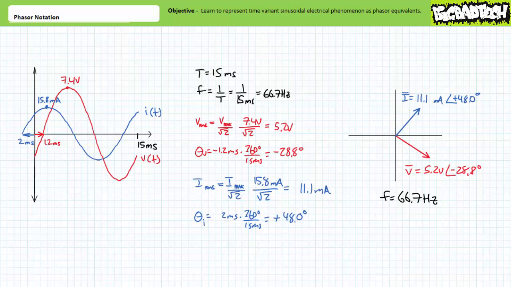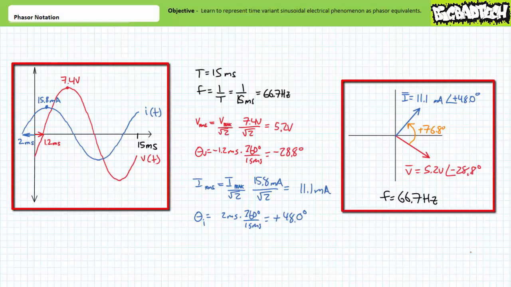Given current appears to lead our previously agreed upon reference by 2 milliseconds within a 15 millisecond period, this corresponds to a phase shift of positive 48 degrees. The phasor equivalent of current is therefore equal to 11.1 milliamperes at an angle of positive 48 degrees. Illustrated on the phasor diagram, I has a magnitude of 11.1 milliamperes and is pointed at an angle of positive 48 degrees. Additionally, the phasor diagram makes it clear that there's a relative phase shift of positive 76.8 degrees between current and voltage, and that current leads voltage by 76.8 degrees.